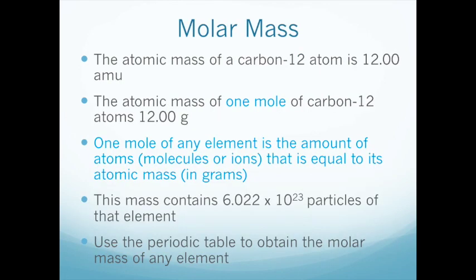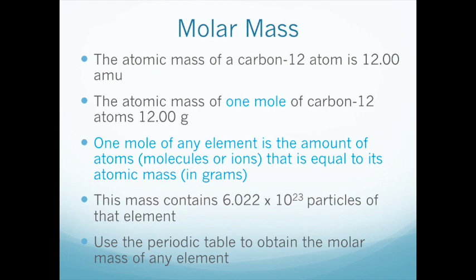And now that we've introduced the idea of the mole, we can talk more about molar mass. So this is where the carbon-12 atom comes into play. Carbon-12 is defined as a 12 AMU mass. And therefore, if you multiply 12 AMUs times Avogadro's number, you get 12 grams. This is the basis of molar mass.